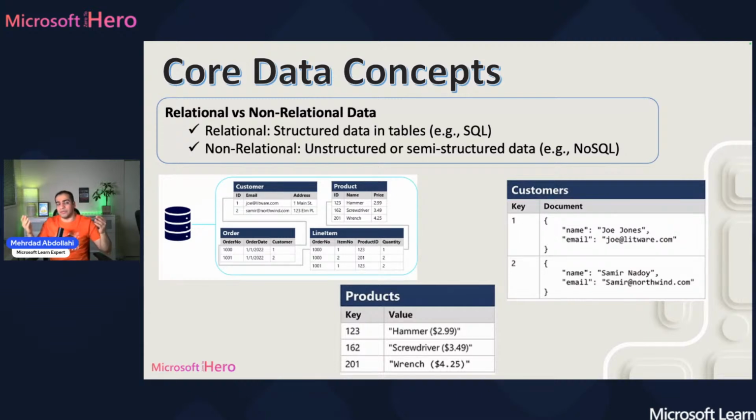For an example of a database, we can refer to SQL. And non-relational data is part of the unstructured or semi-structured data, like NoSQL databases. Some examples can be key-values, or even having the data in the format of JSON. Among the services, we can mention Azure Cosmos DB.